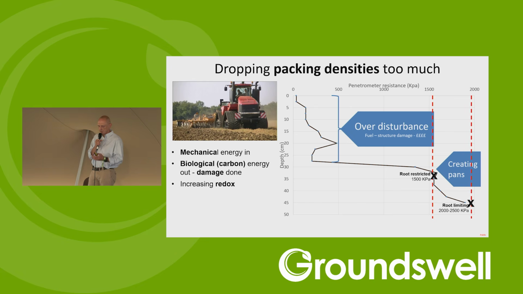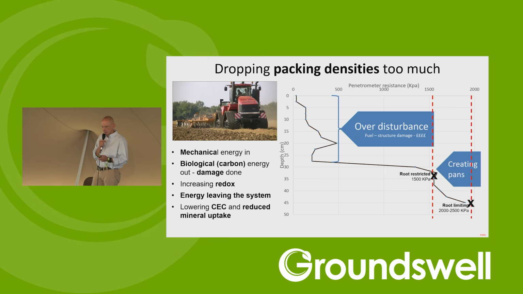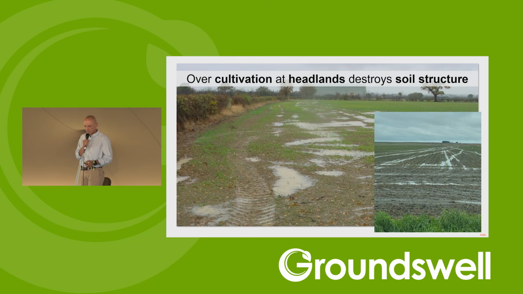It increases the redox. I'll come back to that in a minute. And as I said, energy leaves the system. It lowers cation. That's what we found in our heavy tillage plots. It lowers the cation exchange capacity. As you'll see in a minute, it's reducing the mineral uptake into our plant systems. Okay. And it often happens at headlands because it's overly cultivated by cultivating it several times.